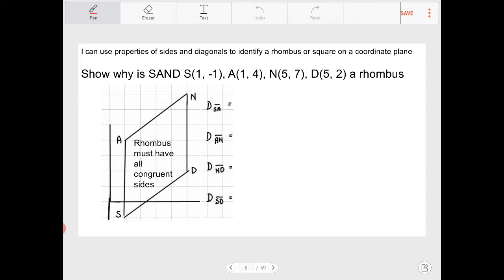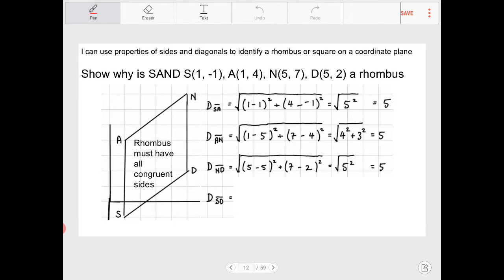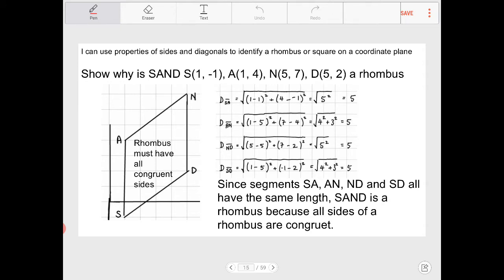We're going to find out that this is in fact a rhombus by finding the side lengths of all four sides. So the side length of SA turns out to be 5. The side length of AN is also 5. ND is again 5. And SD is again 5. The declaration statement that you have to write is, since segments SA, AN, ND, and SD all have the same length, SAND is in fact a rhombus because all sides of a rhombus are congruent.